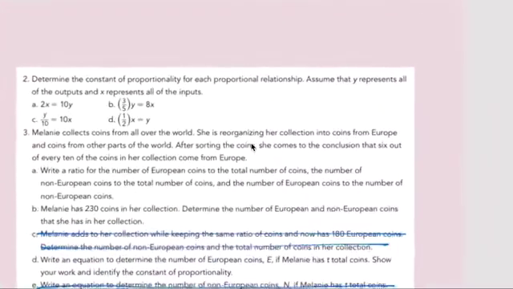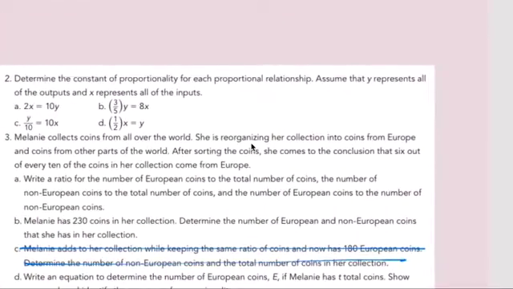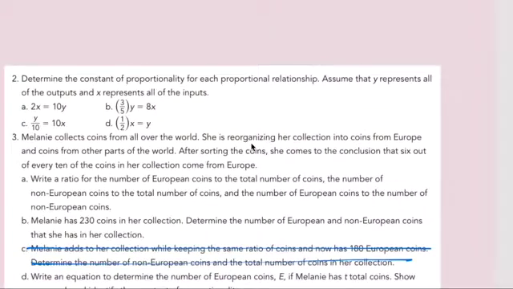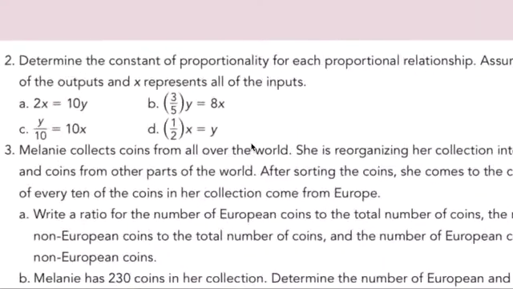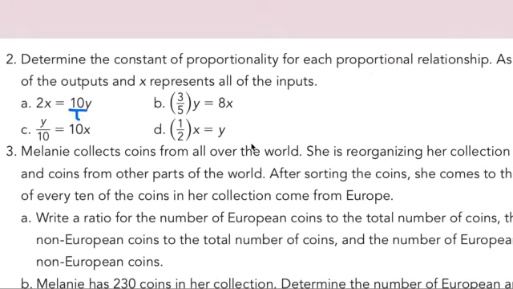Determine the constant rate for each proportional relation. Assume y will be the output and x represents the input. Well, you need to solve for the constant rate of proportionality. You would have to solve for y, divide by 10, divide by 10. So this is really stretching it. So you get y equals 2 over 10x, or the constant rate of proportionality is 1 over 5. That's the ratio, 1 over 5.